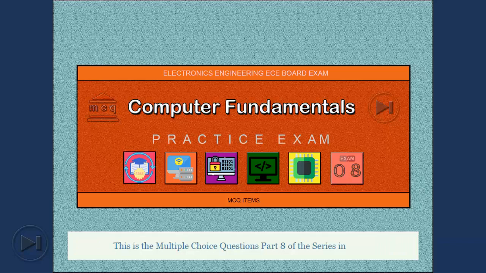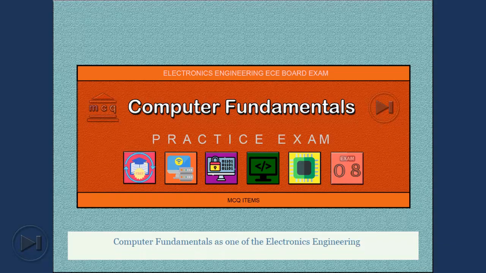This is the multiple choice questions part 8 of the series in computer fundamentals as one of the electronics engineering topic.